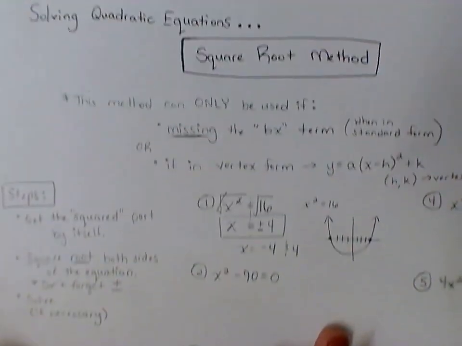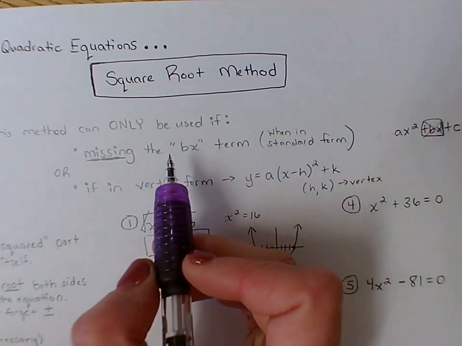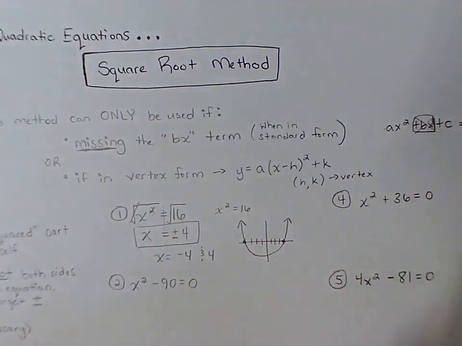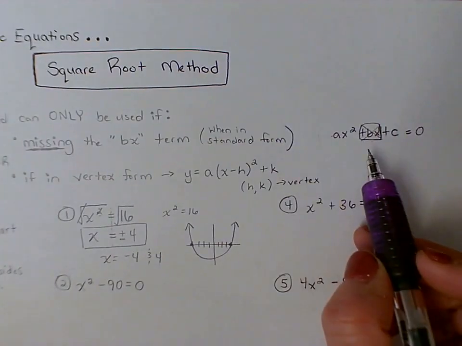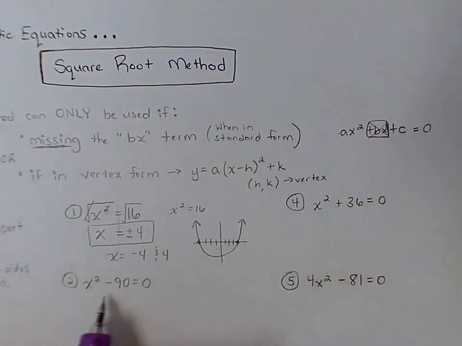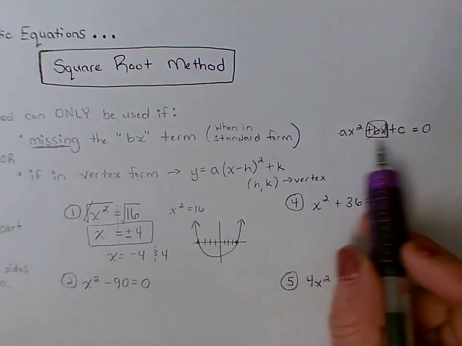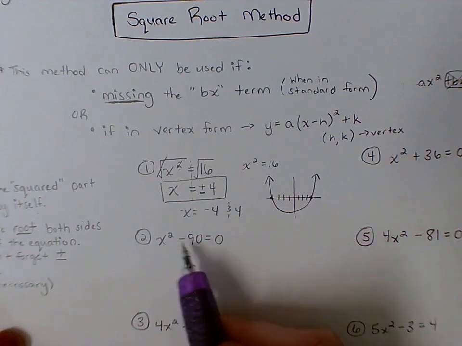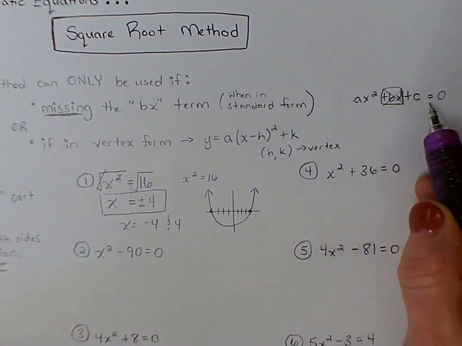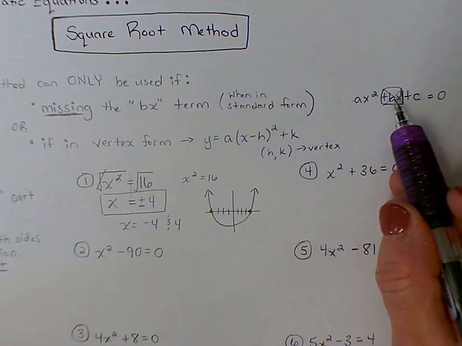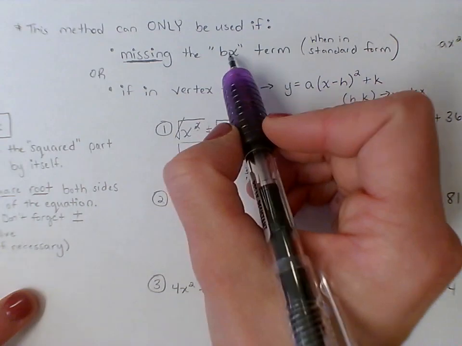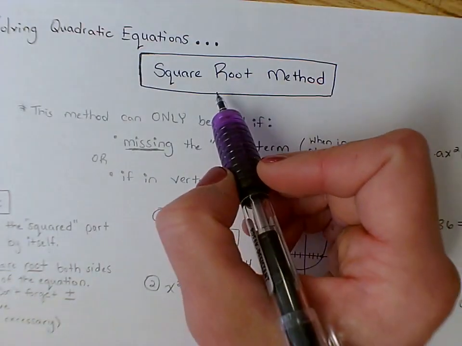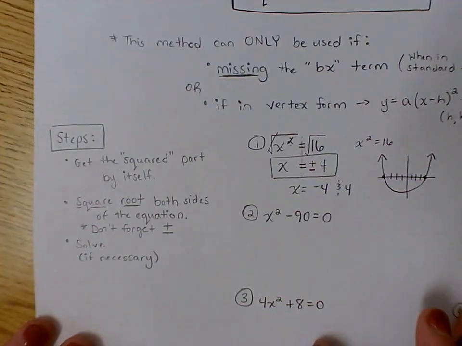Well, if you're wanting to use this method, you have to have one of these two things happening. So when I look at it, it's not in vertex form. So, well, it looks like it actually might be in standard form. So I have to double check and make sure I'm missing my x term. And if you look down here, you have the x squared, and then you have the number that's by itself, but then you don't have the x term. So that means that you're missing that bx term. Okay, so then you can use this method. All right, so let's do it.